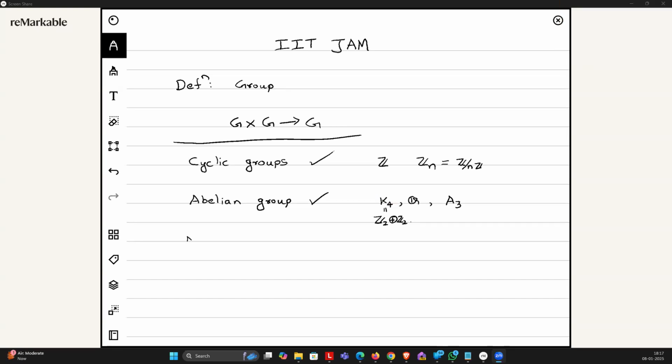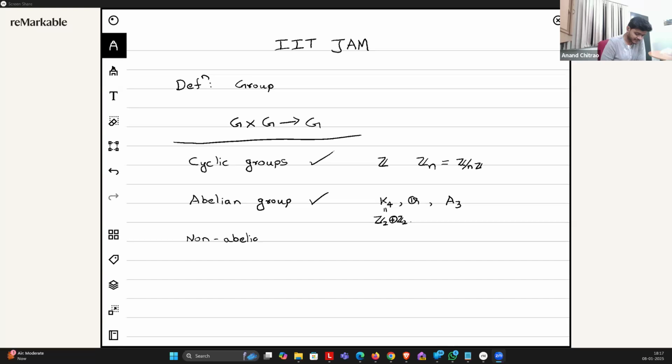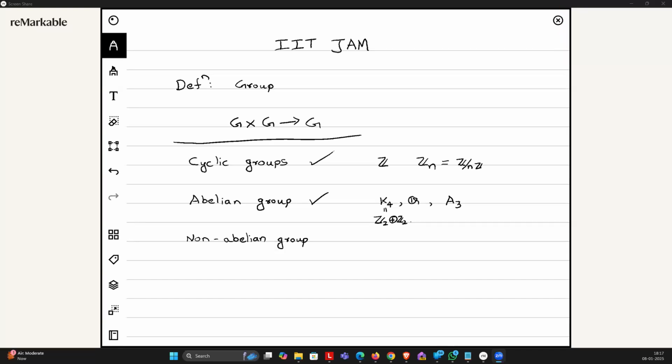What about non-abelian? Q8. Yeah, but what does a non-abelian group mean? The obvious answer: it's not abelian. There exists a pair a, b belonging to the group such that a star b is not equal to b star a. So this is the negation of what you had over here, non-abelian. So everybody knows this.